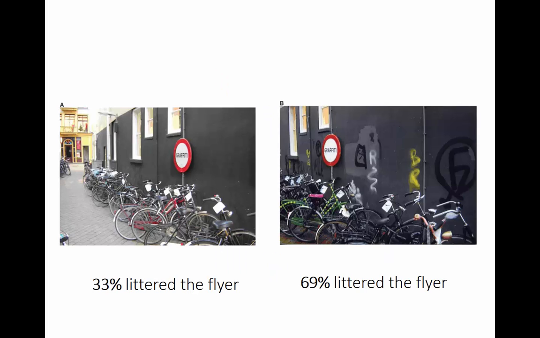What is the result? Well, it was a big difference. In the order condition, 33% of the people threw the flyer on the floor. In the disorder condition, just by having this graffiti at the wall, it was nothing about not throwing a flyer at the wall, right? It was another norm that was obviously violated. That's what we call the contextual norm. And as a consequence of that, many more people threw the flyer onto the floor, right?